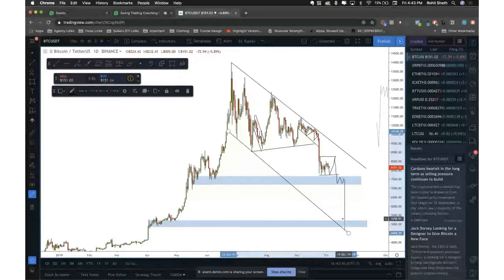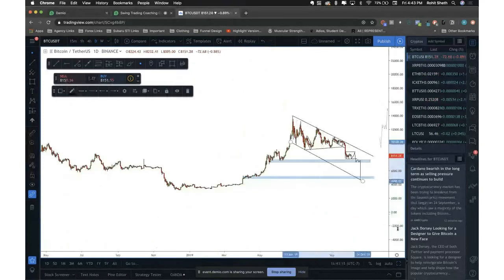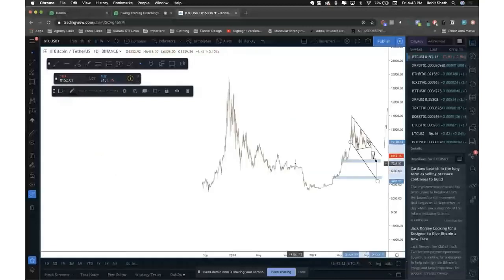If I start to see corrective nature in this area, we're going to look to get long because we know that overall bias, once we've got that third touch, we've created our correction here. We're going to create another correction here. So we've got our first phase, second phase, third phase, fourth phase, and then our fifth phase is going to be the finishing of that descending channel, which is very, very similar to what happened here.